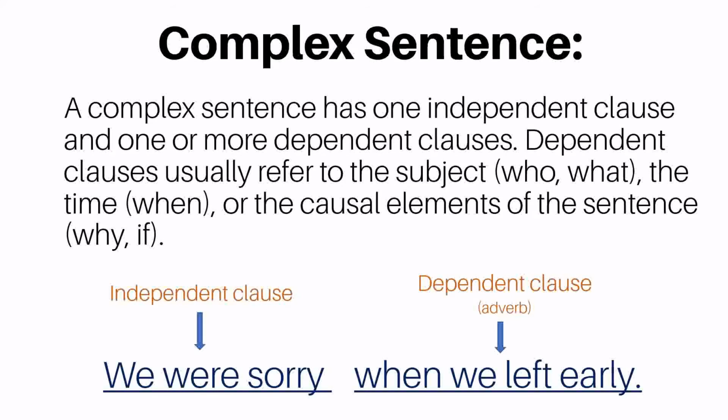Why is 'when we left early' a dependent clause here? Because without 'we were sorry', the full meaning of the sentence is not understandable or clear for the listener or reader. That's why 'we were sorry' is the independent clause, and 'when we left early' is a dependent clause here. So both of them make a complex sentence here.